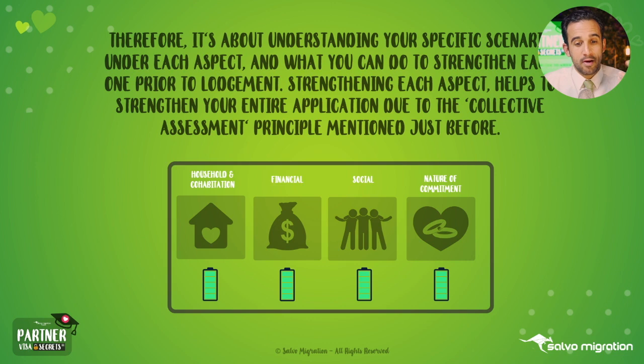So we're going to start talking about relationship scenarios and what you can do to strengthen each one prior to lodgement. Strengthening each aspect helps to strengthen your entire application due to the collective assessment principle that we just covered. Because your application is collectively assessed, anything you do now up until lodgement, or even post lodgement, to strengthen any of these aspects is going to strengthen your entire application, because they look at everything collectively, as we've just covered.